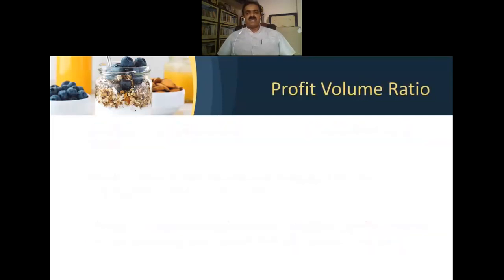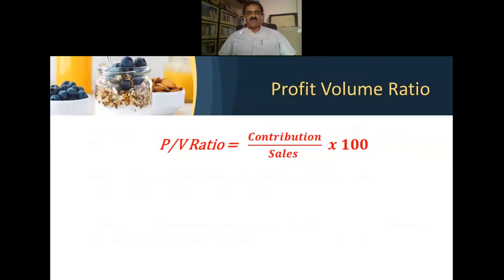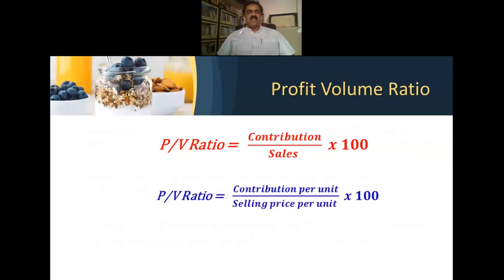This PV ratio can be calculated by a mathematical formula, that is, contribution divided by sales into 100. This is the first formula, normally used if you know the contribution and sales. Certain problems give only the profit and sales, so the contribution information may not be available. Under those circumstances, the PV ratio can be calculated as follows.